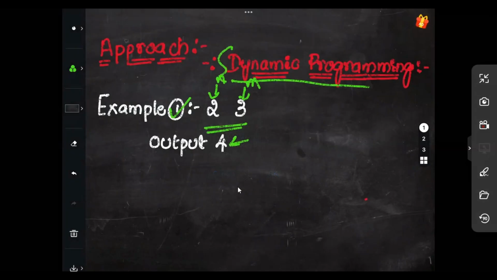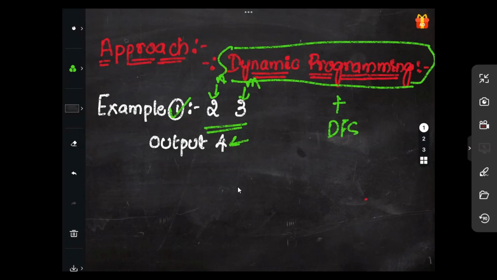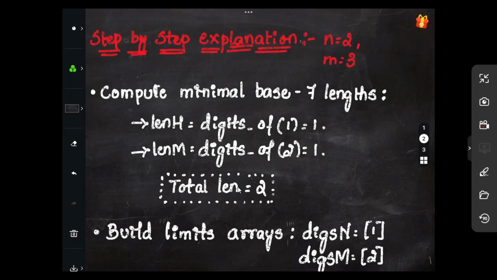Before moving on with the step-by-step explanation, let me tell you one thing. We'll be making use of dynamic programming along with DFS, right? So just keep this in mind. Let me go with the step-by-step explanation here. In the input, the first line, n we have been given 2 and m we have been given 3.